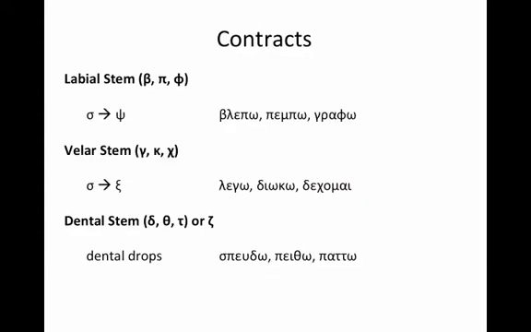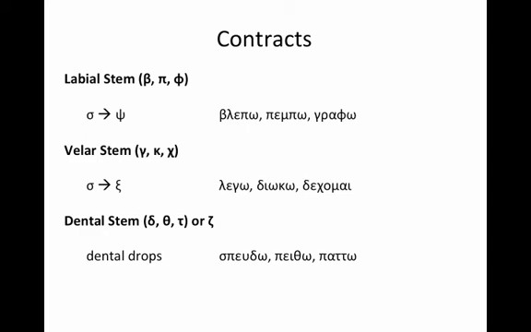And then finally we're going to look at a few aberrations from this rule, because we always have contracts. So if your stem ends with a labial, when that labial meets the sigma, it will turn into a psi. So the sigma drops out, as does the labial, and they both become psi. This happens with blepo, pempo, grapho, verbs that their stem, once you drop that omega, ends with a labial.